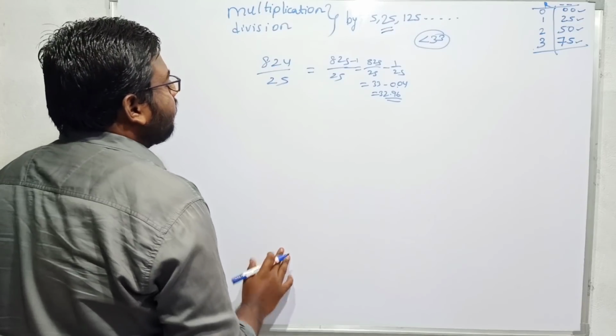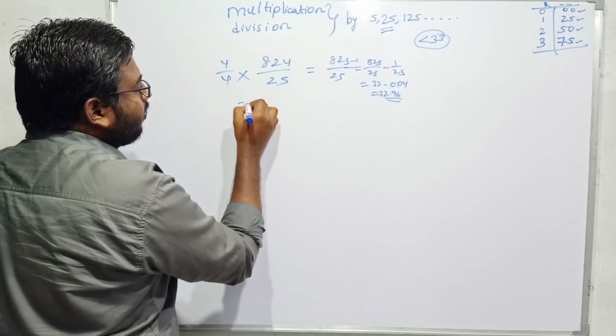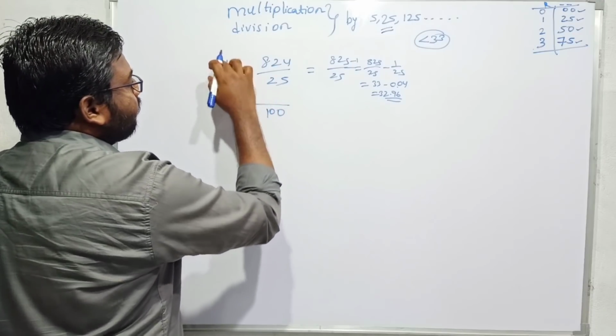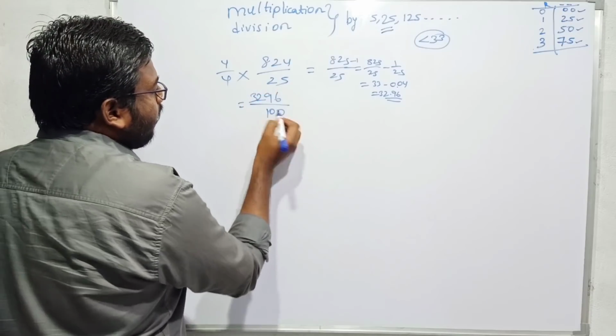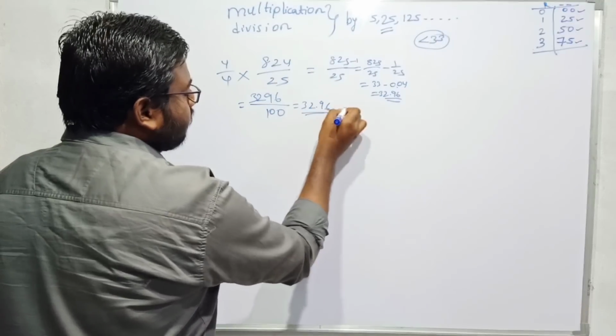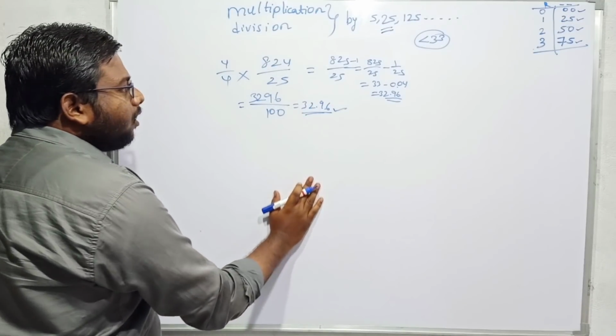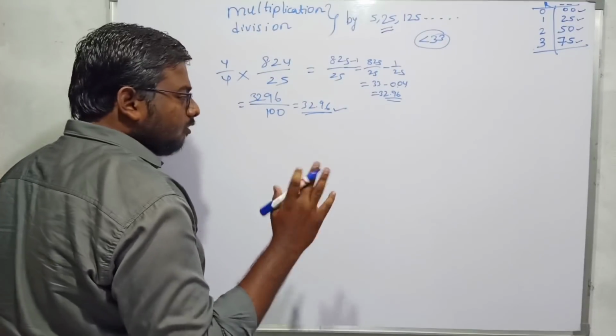So what every teacher will teach is, you will multiply this with 4 and divide this with 4, because you will get 100 in the last, and if you multiply, this is 3296, and you will keep the decimal after 2 digits. This is 32.96. So this is a correct way, but we will see another way which will be very easy for us without touching the pen.